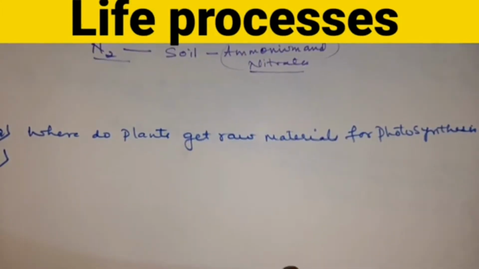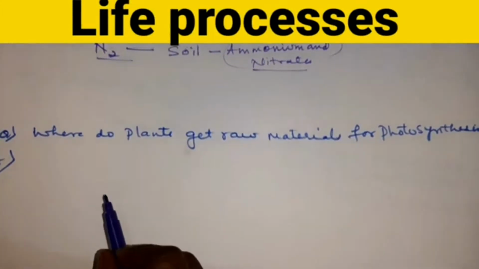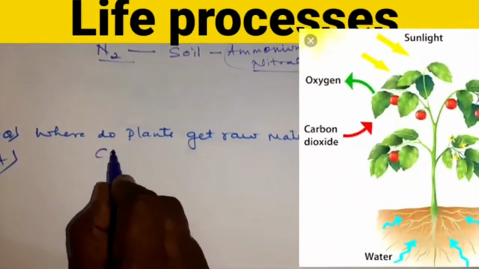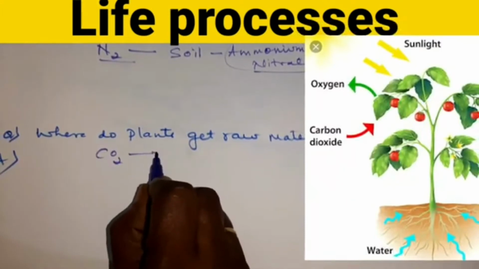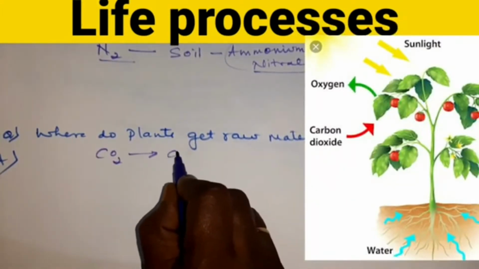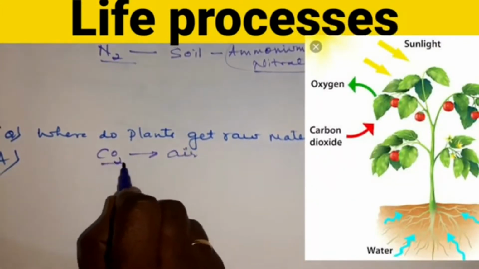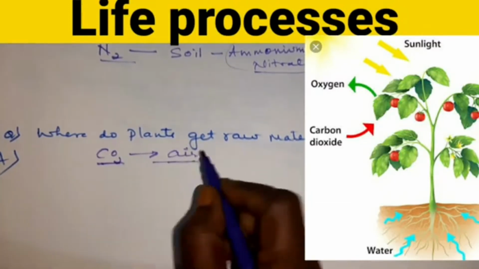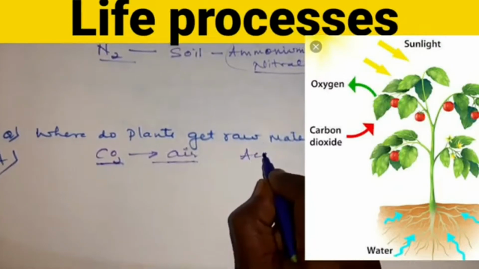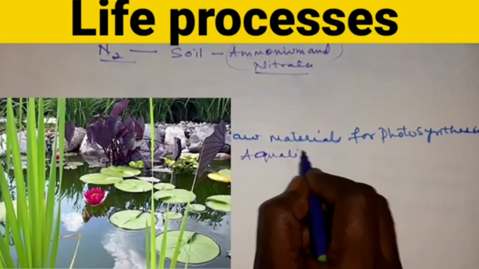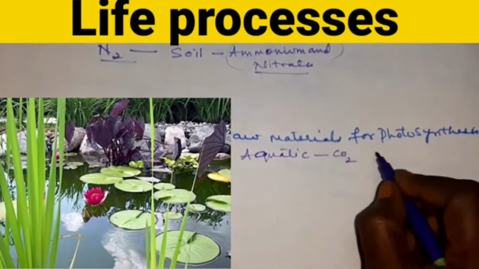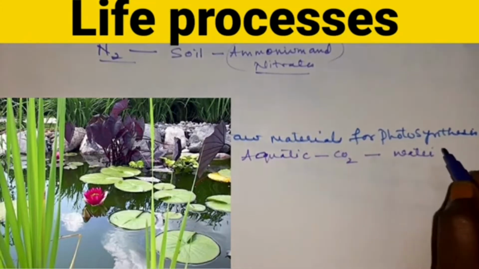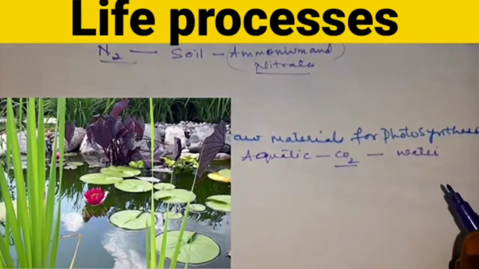The next is, where do plants get raw materials for photosynthesis? Terrestrial plants get carbon dioxide from air, and aquatic plants get carbon dioxide from the aquatic medium, that is water.